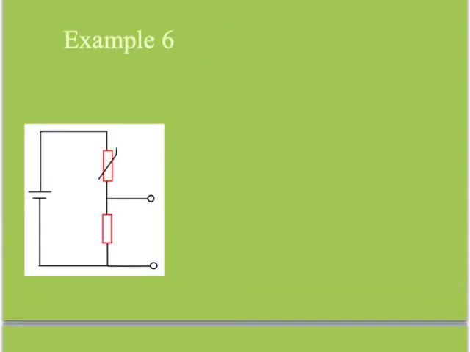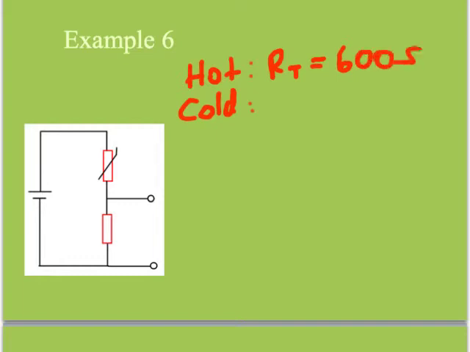So here's an example you can do. Let's have hot and cold, and so the resistance of the thermistor when it's hot is going to be 600 ohms, and the resistance of the thermistor when it's cold, well, here's a question for you, is it lower or higher? Good, I hope you got that right. So when it's cold, let's say we make it 1200 ohms. Okay, what's the resistance of this resistor here? Let's make it 800 ohms.